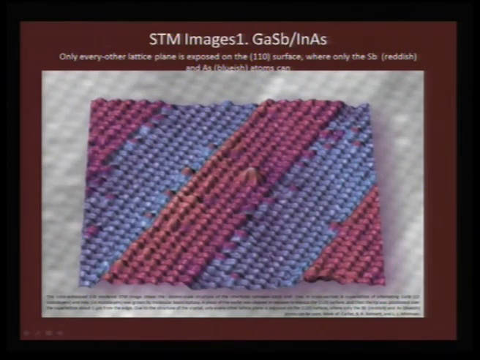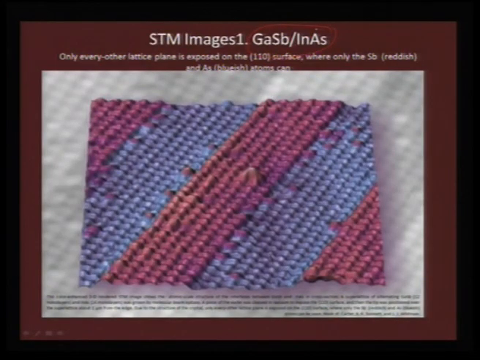We can also try to map how the interfaces are ordered in a situation where you are growing two different materials. For example, you take gallium antimonide and indium arsenide, and when you grow a multilayer, you can get an STM image of this contrast. What you are seeing here is gallium antimonide, which is 12 monolayers, sandwiched between 14 monolayer indium arsenide.